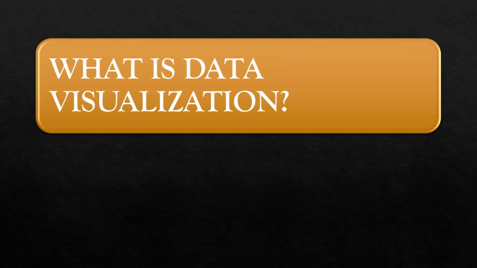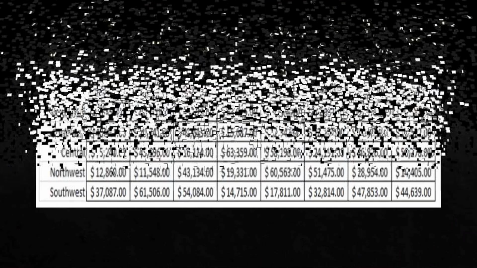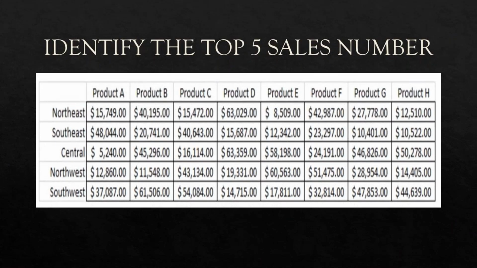Okay, so let's see data visualization with an example. Okay, so here is the data, right? So we have got products A, B, C, D, E, F, G, and H. That's 8 products, and we have got 5 regions: Northeast, Southeast, Central, Northwest, and Southwest. So we have got 5 regions, 8 products, right? And we have got 40 cells here. If I ask you to identify the top 5 sales, the cells which have the highest numbers out of these 40 cells which you can see right now.